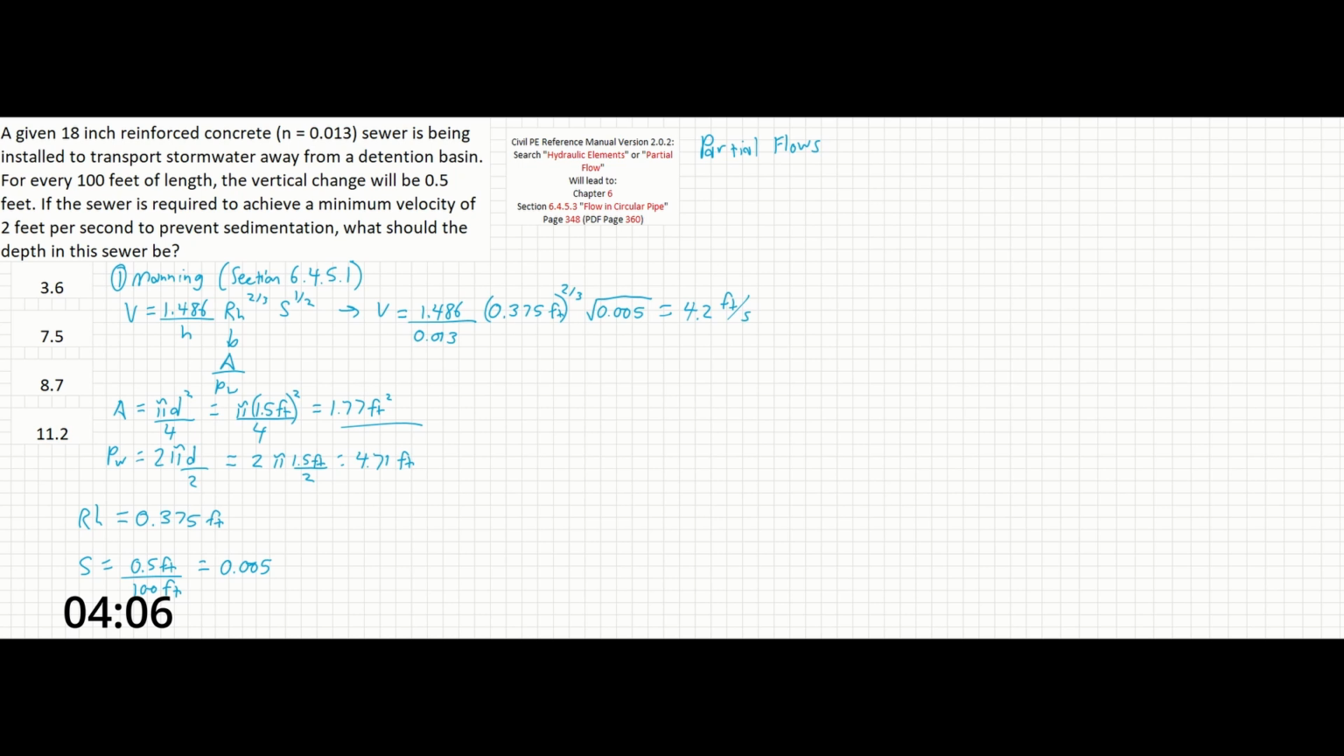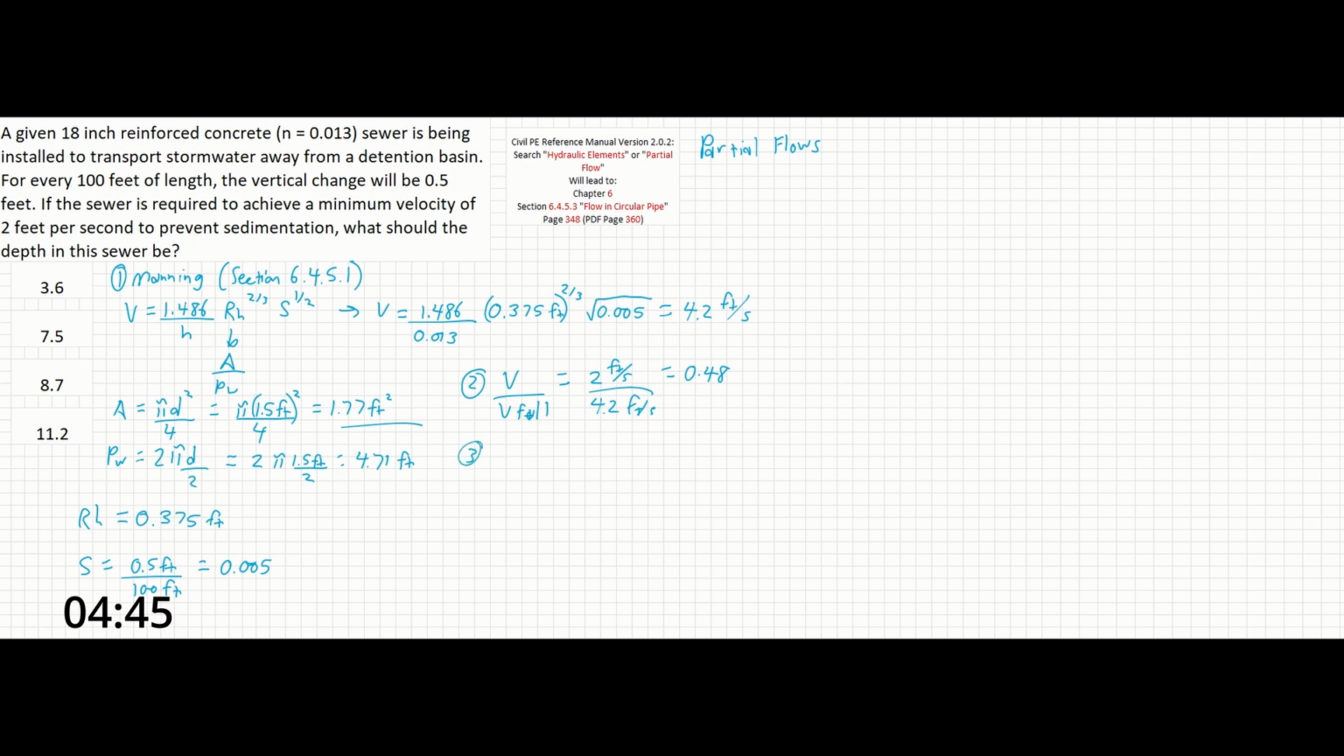So step 2 is going to be finding the ratio of the minimum desired velocity to the full pipe velocity. And this is really easy. We're just going to plug in our minimum velocity of 2 feet per second over 4.2 feet per second and get a ratio of 0.48.